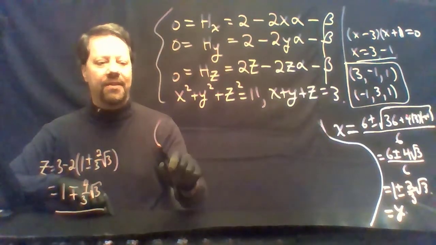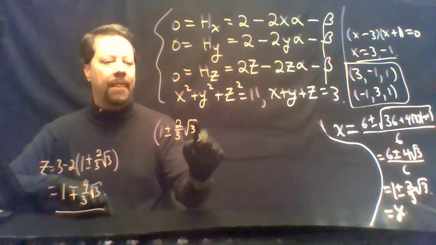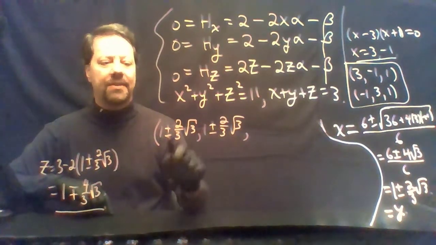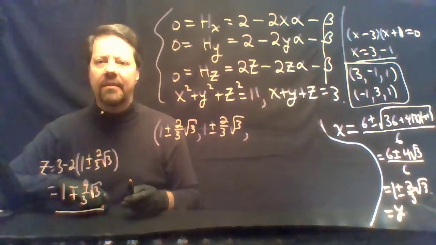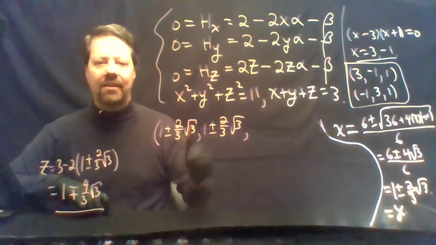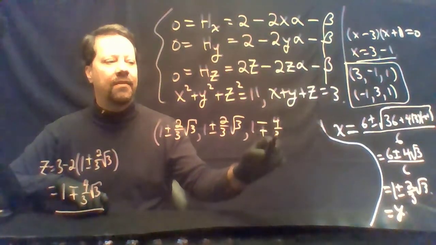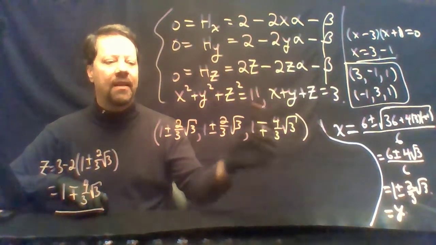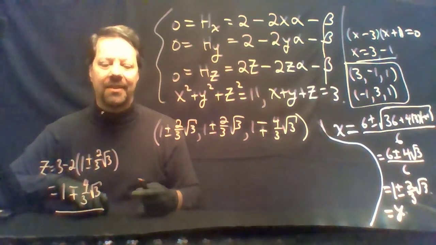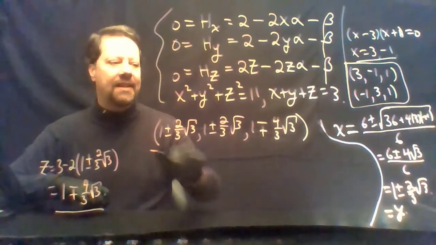The additional critical points are 1 plus or minus 2/3 root 3, 1 plus or minus 2/3 root 3, and these pluses and minuses are not independent. We had x equals y, so if you have a plus in the first coordinate, you must have a plus in the second coordinate, etc. The last coordinate is 1 minus or plus 4/3 root 3, and again, if you have a plus on the first two coordinates, you get a minus on the third coordinate, etc. So this is only 2 additional critical points. We have 4 critical points altogether to test.